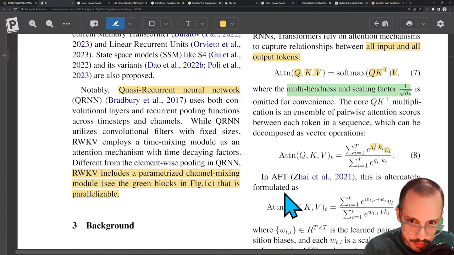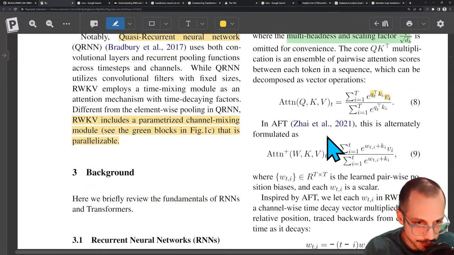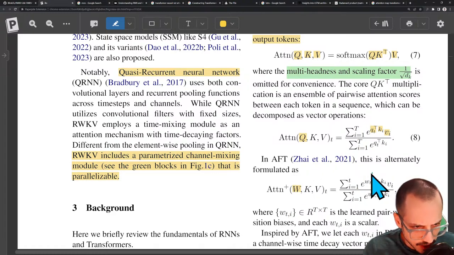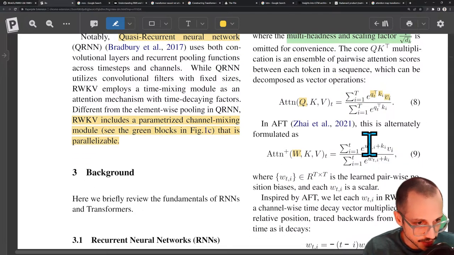In AFT, the previous work they were referencing here, the attention-free transformer, this is alternatively formulated as, okay, so in AFT, they basically replace the Q with a W, because why not? And they do w_{t,i} plus k_i. So this is interesting. Here you have a dot product between the query and the key. But here it's no longer a dot product. It's a sum, right? And that's why they call it a bias, because you're no longer doing a dot product here. You're doing a sum. The AFT basically gets rid of this dot product, turns it into a sum.